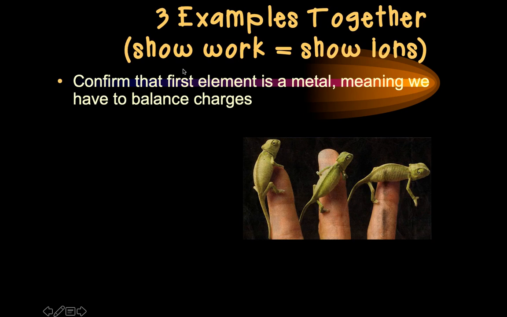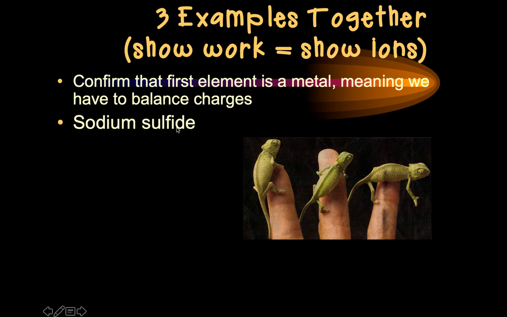The first thing we're going to do is we're going to make sure that the first element is a metal, which tells us we have to balance the charges. We're going to show our work just a little bit, which just means showing the ions. Let's do 3 examples together. Sodium sulfide. Sodium, is it a metal? Yes, it is. It's on the far left of the periodic table. Its symbol is Na. Its charge is +1.